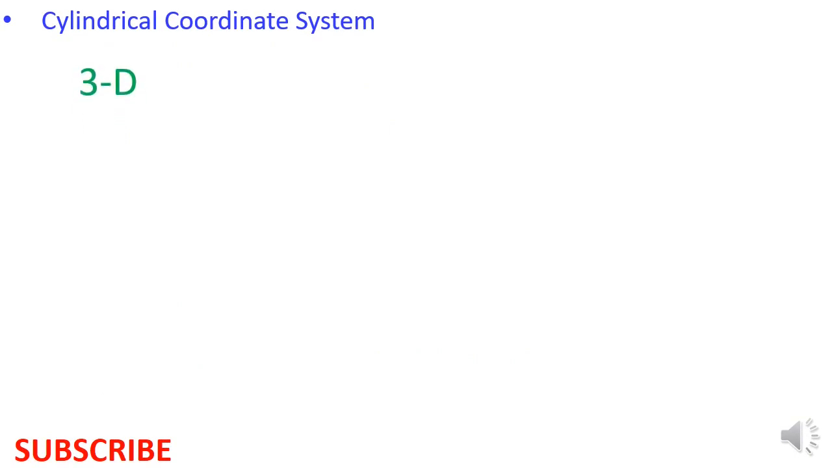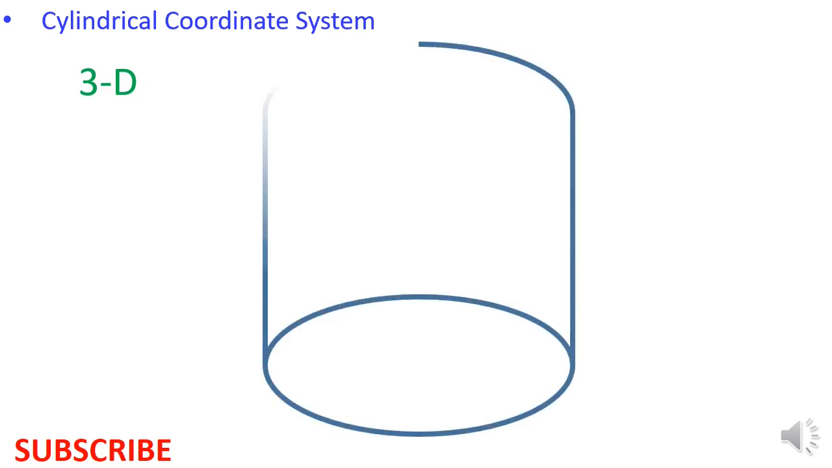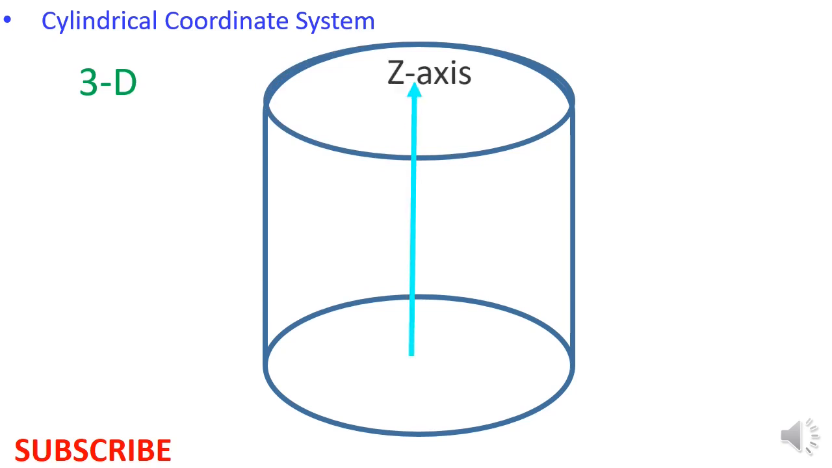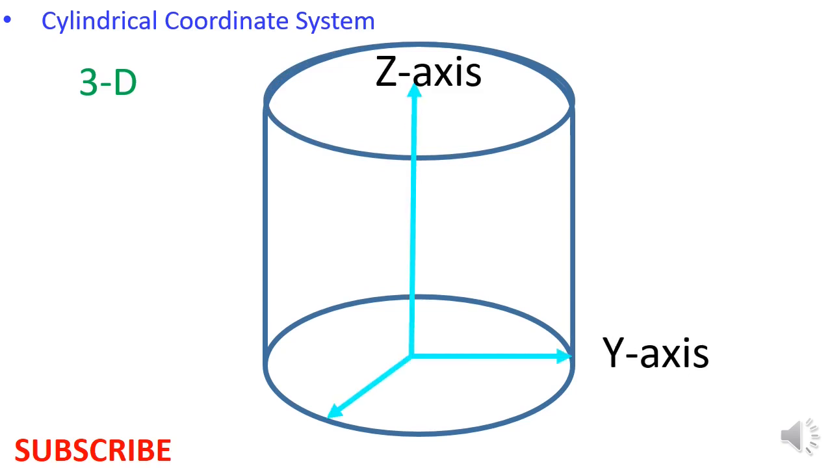Now let us look at the cylindrical coordinate system. It is important for you to know that the cylindrical coordinate system is actually a three-dimensional coordinate system. For you to be able to give the location of a point, say P, in cylindrical coordinates, the very first thing to do is to draw your cylinder as such. When you are done drawing your cylinder, you insert a z-axis, a y-axis, and an x-axis.